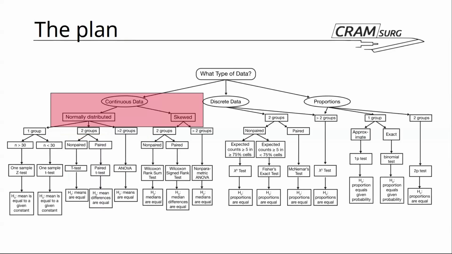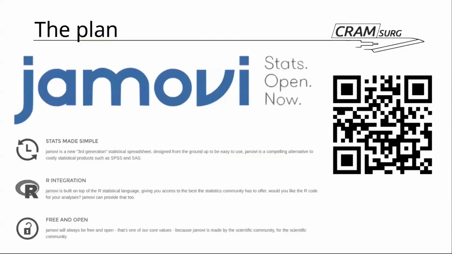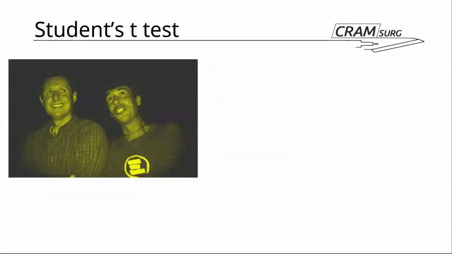So today we're going to carry on with our plan. We're going to carry on with continuous data, and we're going to look at normally distributed data. In particular, we're going to look at two groups, and a t-test for non-paired samples. And we're going to do that again using Jamovi as a demonstration.